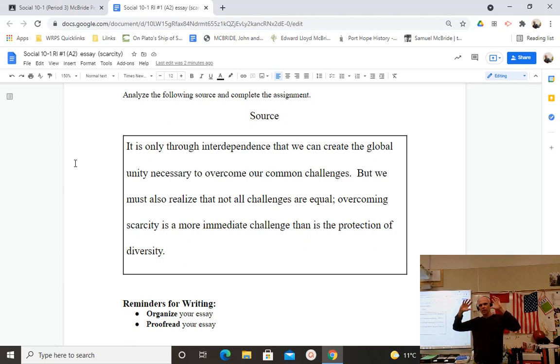Yeah? Political marginalization. Well, I don't see that term here, so we're just trying to find some terms in the source right now. Yeah? Like the protection of diversity. Yeah, so we have scarcity and we have the protection of diversity. These are problems, but there's a bigger term that describes both of them. Common challenges. So the inspiration behind the source is finding a path to address our common challenges.